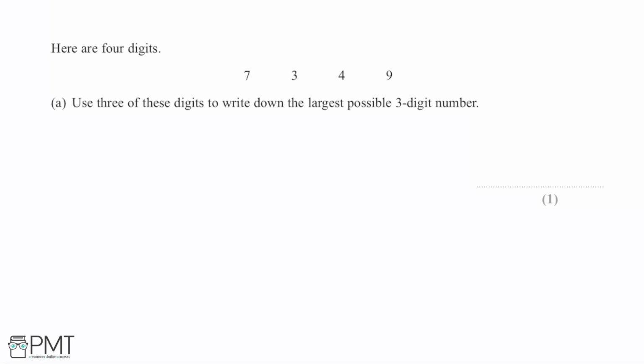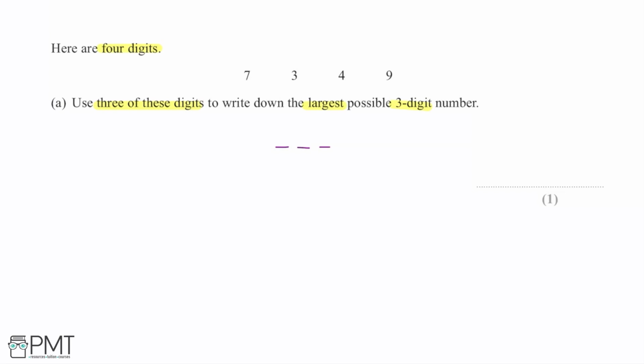So here I'm told that we have 4 digits, so we have 7, 3, 4 and 9, and I'm asked to use 3 of these digits to write down the largest possible 3-digit number. So if I'm working with a 3-digit number, I know that in effect I'm going to have an integer in the hundreds column, then the tens column, and then the units column. And if I want this to be the largest number possible, I'm going to have to try and find the arrangement of these digits that gives me this largest number.